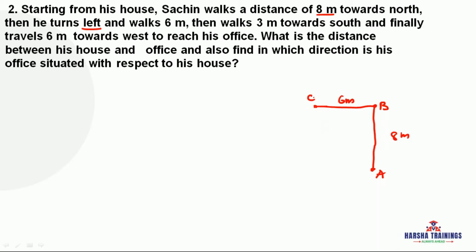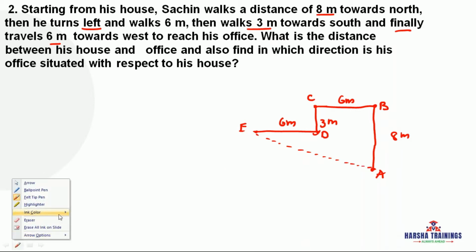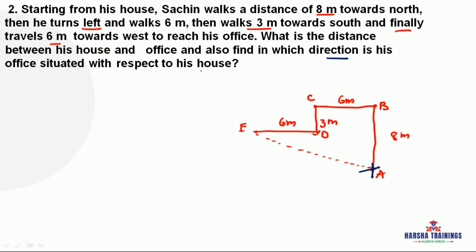For example, point C. And then 3 meters towards south. 3 meters towards south. And for example, the point D. Okay. And finally, travel 6 meters towards west direction. Okay, 6 meters towards west direction. So this is the point E. Find out the distance between house and office, and in which direction. So already you know, with respect to house, right? So find out the distance, and also find which direction is suited with respect to his house.